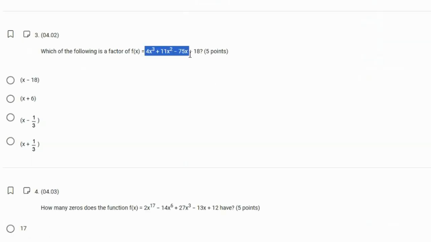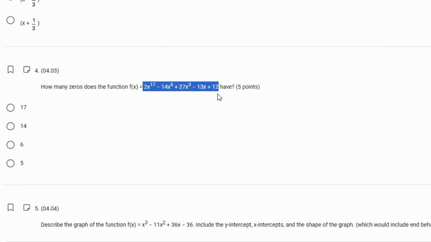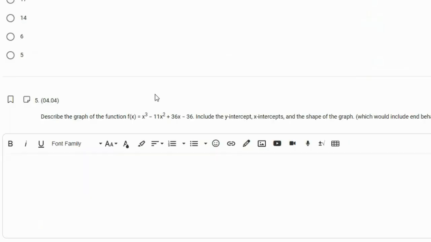What is a factor of this? So this is what we're doing in this week's lesson, which is a factor. How many zeros does this have? That's the fundamental theorem of algebra. And describe a graph of the function. Give me the y-intercept, the x-intercept, which is the 0, and the shape, which means the end behavior. Which means the left end is going up to infinity or down to negative infinity. The right end is going down to negative infinity or up to infinity. That's what the shape means.